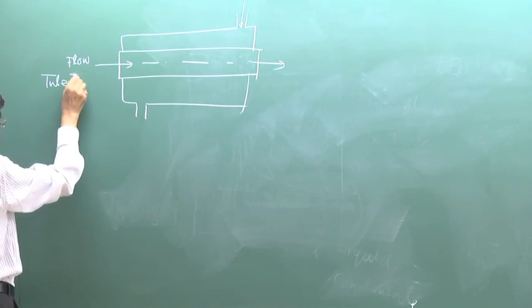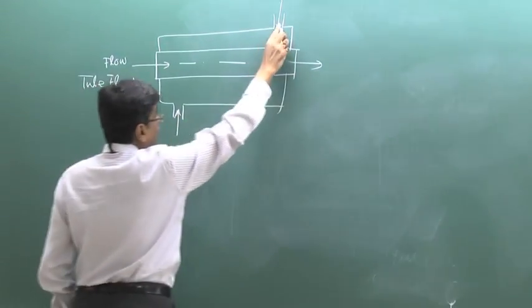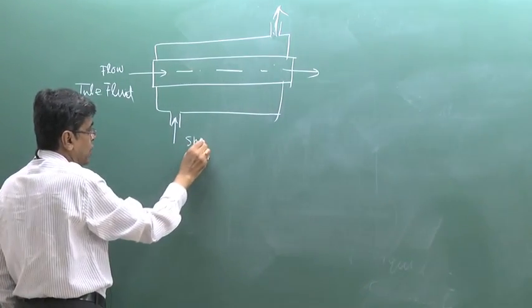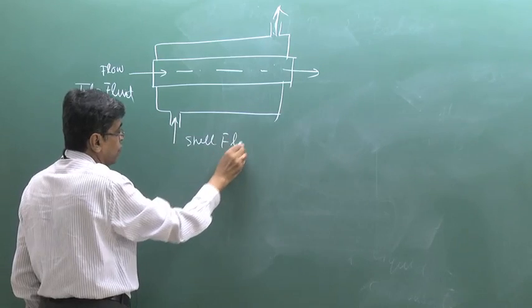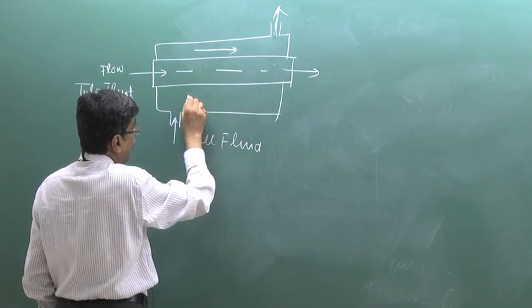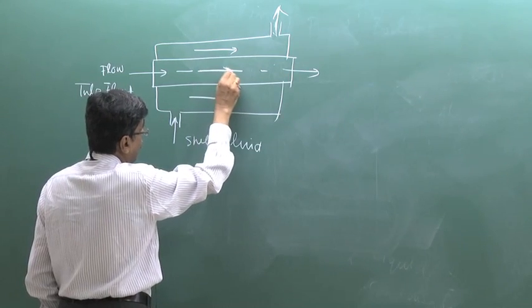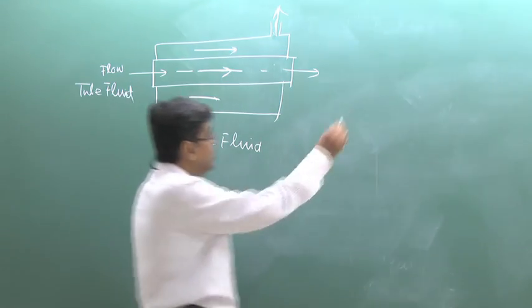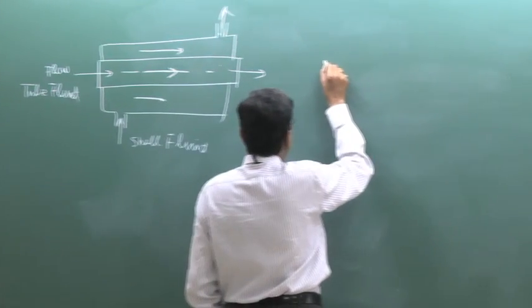Now this is tube fluid and this is shell fluid. Now this is a parallel flow. This is a parallel flow arrangement and this is a counter flow arrangement.